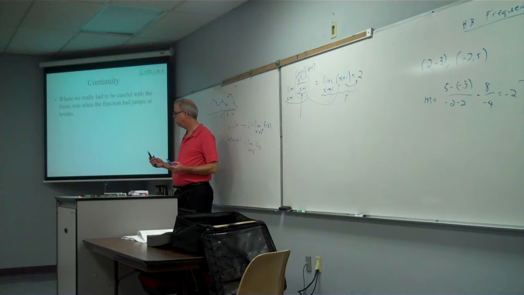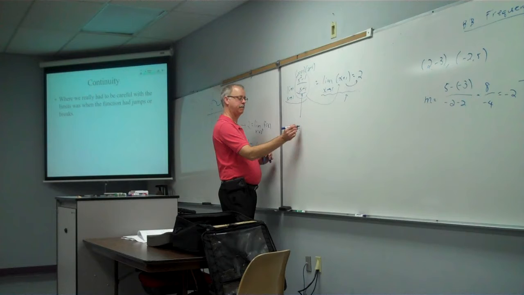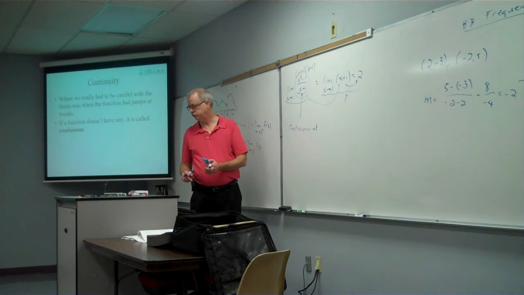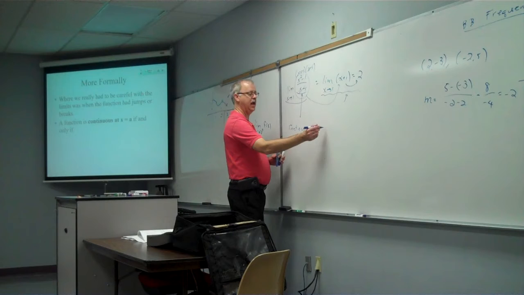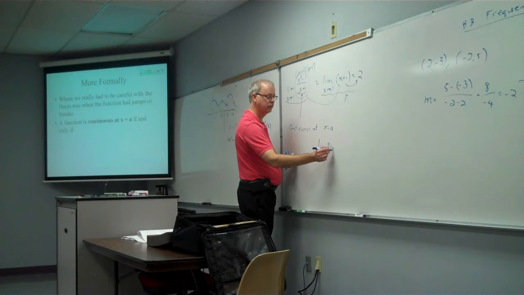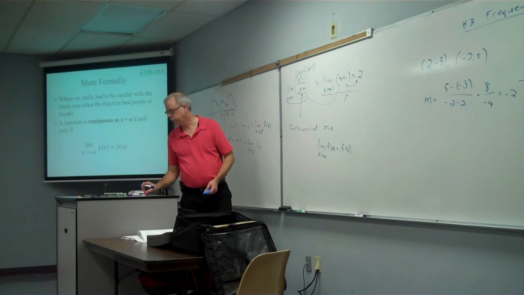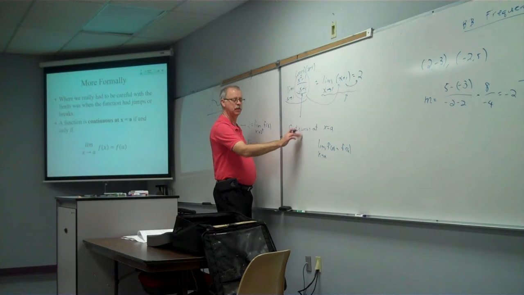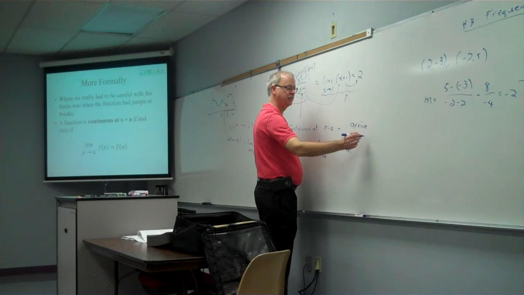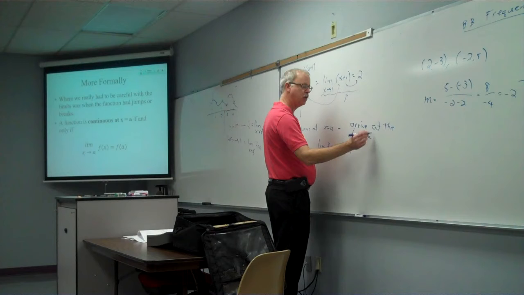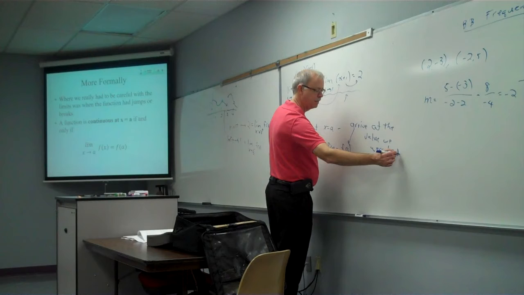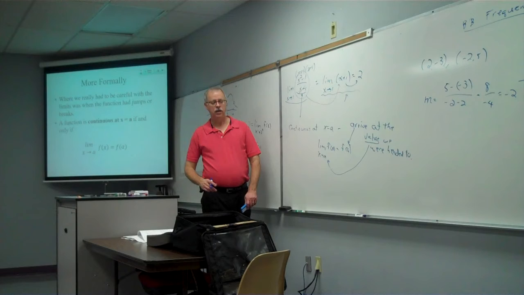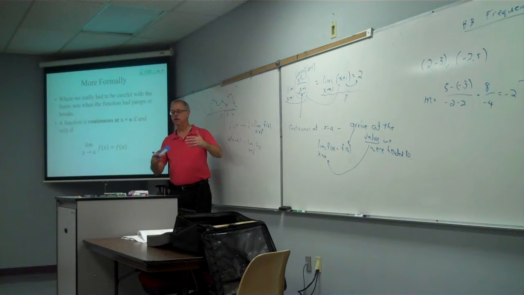A function is continuous at x equals a if the limit as x approaches a of f of x is actually equal to f of a. Or more intuitively, we actually arrive at the point, or at the value, we were headed to. The value we were headed to is the limit. The value of the function there is where we arrive. Do we actually get to where we were headed?